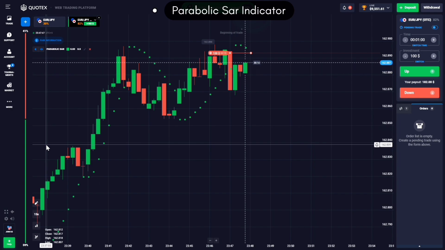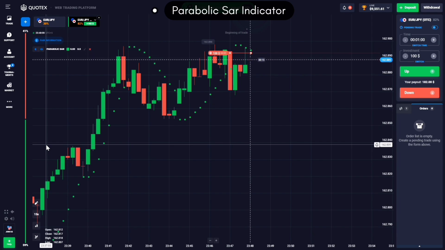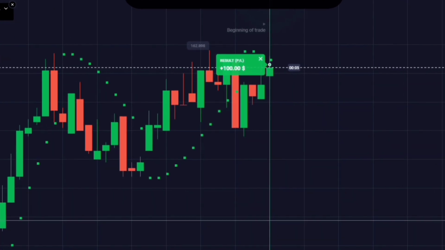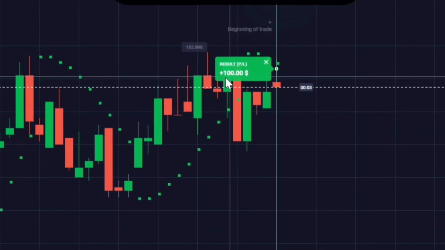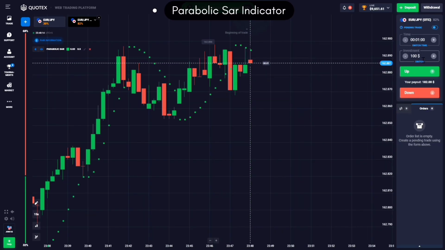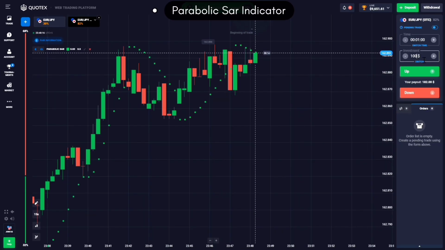The indicator uses a trailing stop and reverse method called SAR, or stop and reverse, to identify suitable exit and entry points. Traders also refer to the indicator as the parabolic stop and reverse, Parabolic SAR, or PSAR. The Parabolic SAR indicator appears on a chart as a series of dots, either above or below an asset's price, depending on the direction the price is moving. A dot is placed below the price when it is trending upward, and above the price when it is trending downward.